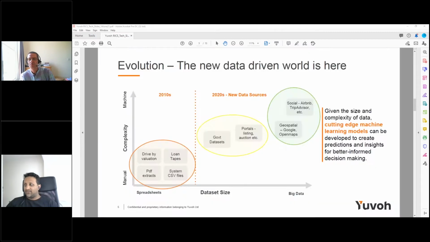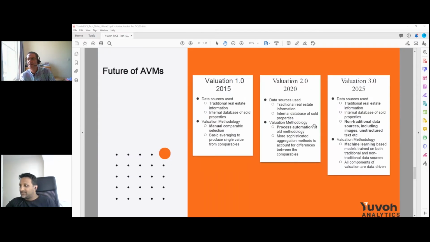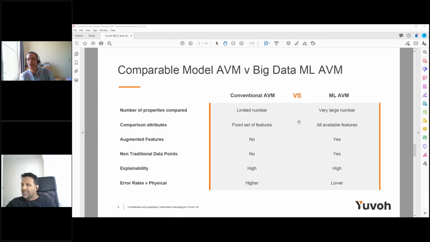Now, I'll go through a couple of other slides. I could have ordered these a bit better. Slide 9, so hopefully you can see this.